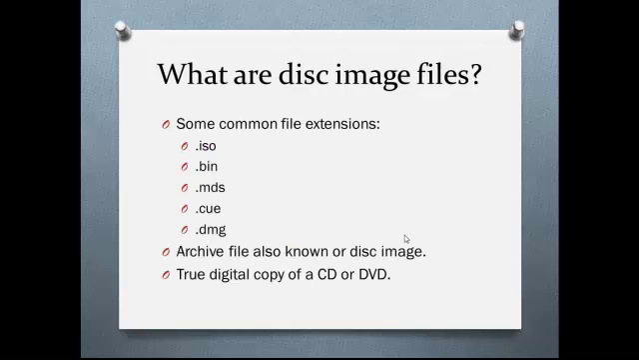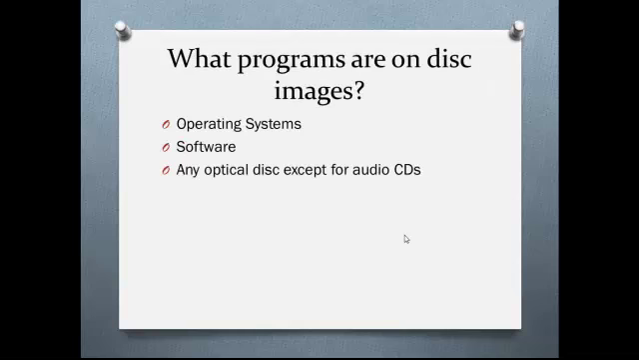A disk image file can include many extensions. The most common is the .iso file extension. A disk image is simply a complete, true digital copy of a CD or DVD. A disk image can store anything that is normally stored on a DVD or CD. Operating systems and different types of software are very common. The biggest exclusion from .iso files is audio CDs.